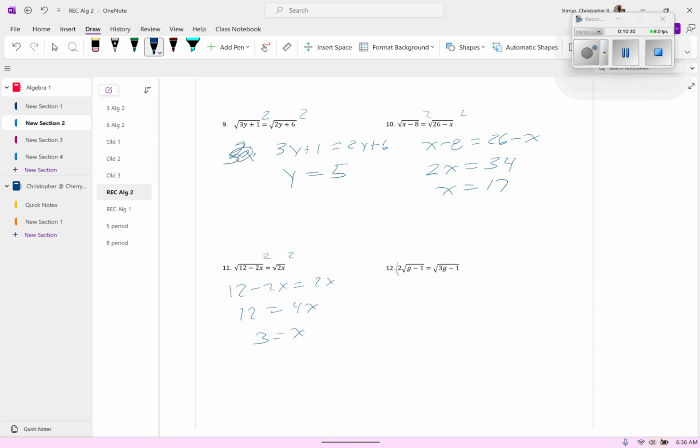Okay, on this one, we have to be careful. I'm going to need to put that in parentheses. So square both sides. So I'm going to get 4, and then g minus 1, and then 3g minus 1. Distribute the 4. Subtract 3g. Add 4 to both sides. And that 3 minus 1 is root 2. Okay, that works.